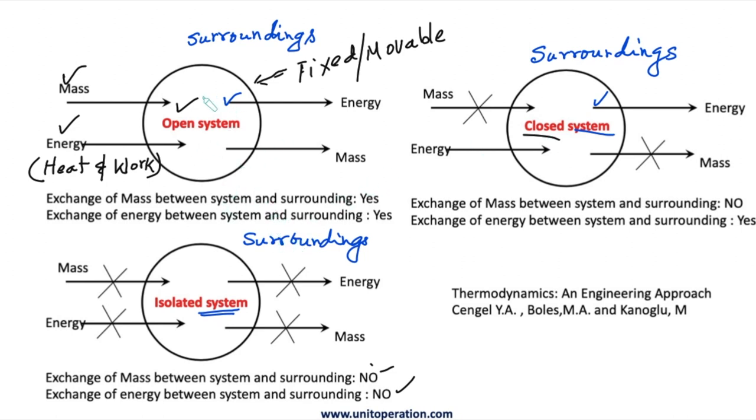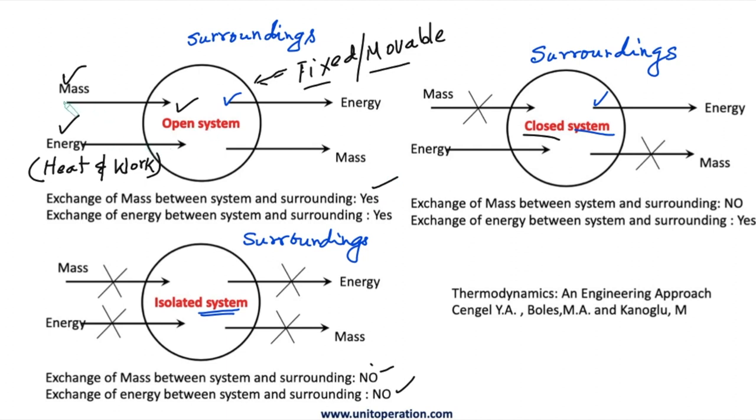In case of an open system, this is my system here, this is the surrounding. Anything within the boundary, which could be either fixed or movable, is called the system, and anything outside the boundary is called the surrounding. In an open system, the exchange of mass between the system and the surrounding is allowed.